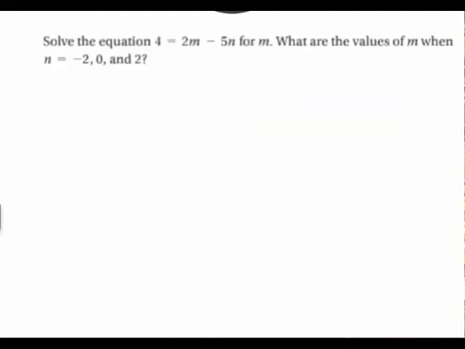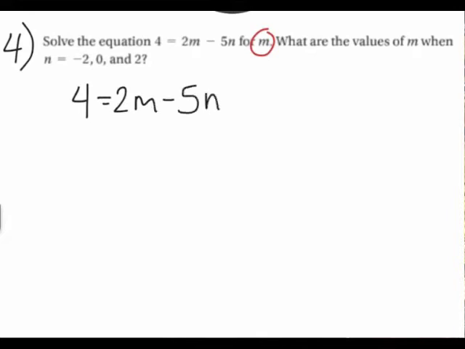Now this problem, which I'm going to call number 4, is very similar to the last one. In this case, we want to solve the equation for m. Alright, so I'm going to rewrite the equation out here. 4 equals 2m minus 5n. Now, we want to solve the equation for m. So we want to get everything on the same side of the equation that is not m over to the other side, so that m becomes isolated.